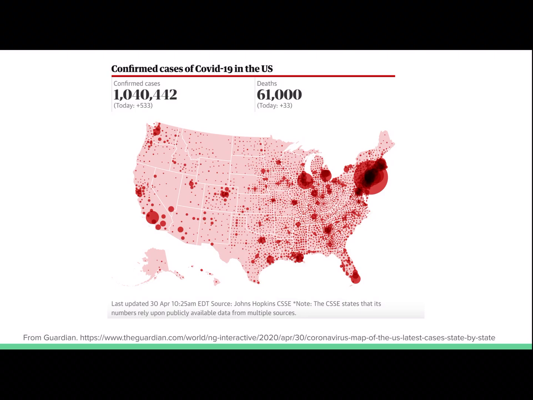So here's a map from The Guardian, a paper from the United Kingdom, that is showing the amount of confirmed cases of COVID-19 in the US. And this map was taken on April 30th, and so of course that number can change all over the place. Okay, and it looks really scary, right?